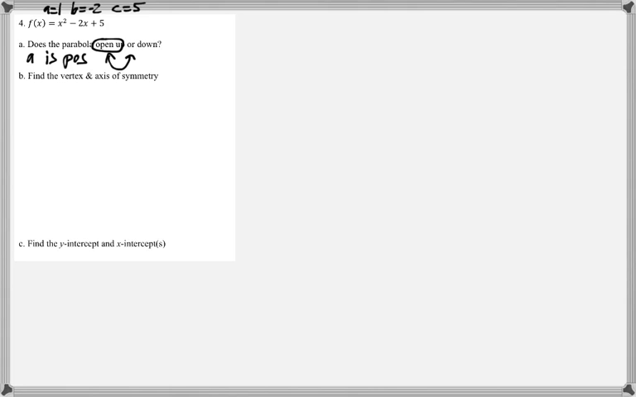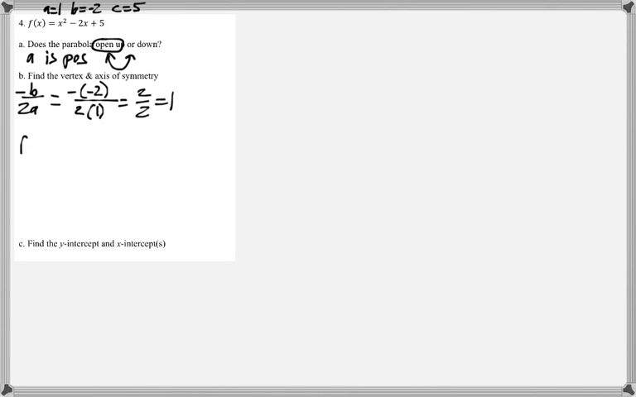Find the vertex and the axis of symmetry. This is -b over 2a. So this is going to be -2 over 2 times 1, which is 2 over 2, which is 1. So that's going to be the x-coordinate of my vertex.